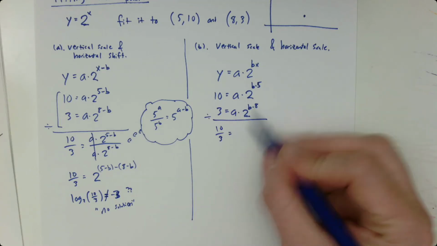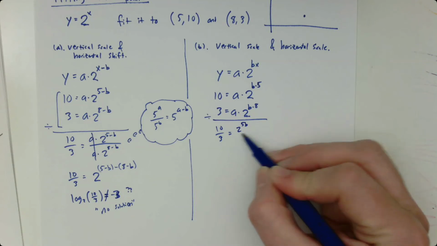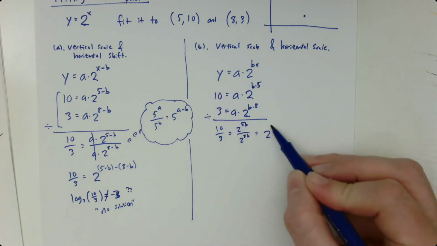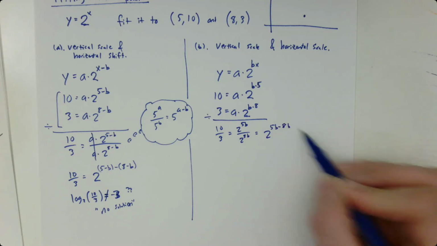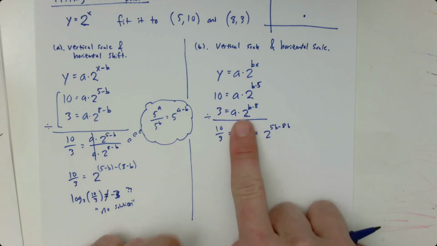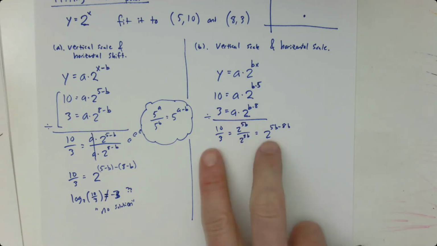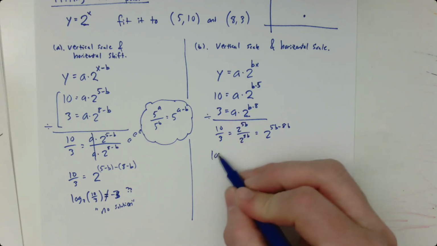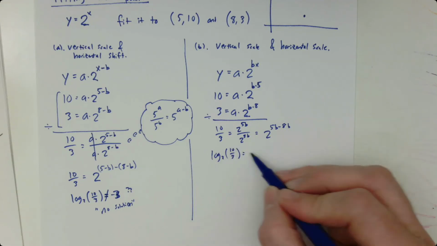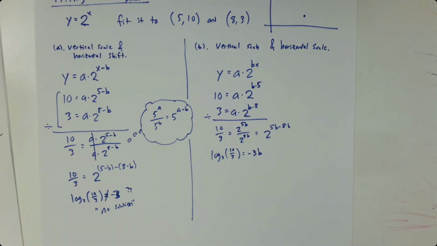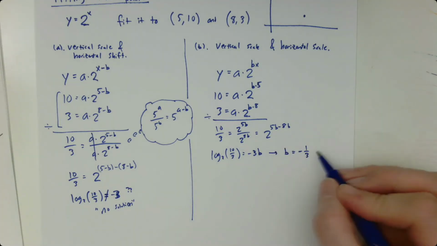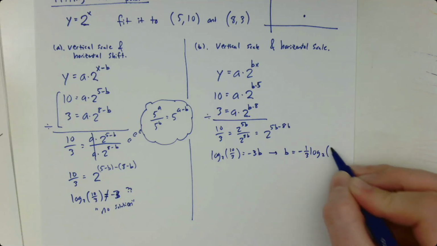And then here I've got 2 to the 5b over 2 to the 8b, which is the same thing as 2 to the 5b minus 8b. So now, looking at the left side and the right side, let's pretend that middle wasn't there. I'll take the log base 2 of both those sides. So log base 2 of 10/3 equals 5b minus 8b, which is -3b. And so now I can divide by -3 to give me b is -1/3 log base 2 of 10/3.